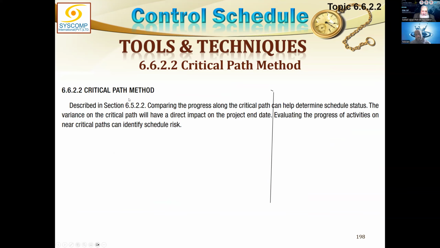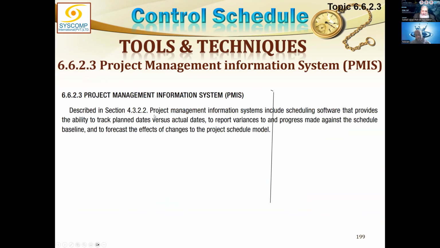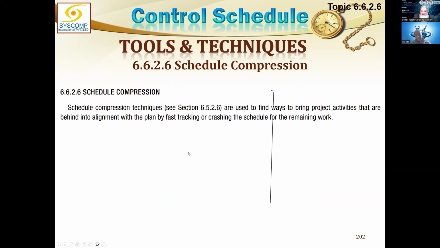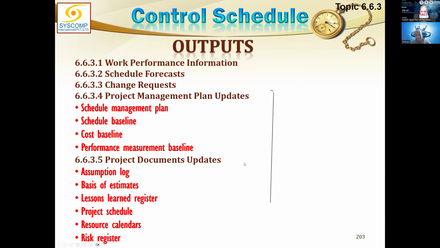Critical path method, we have already discussed that. Project management information system, you are very well aware about. Resource optimization, we discussed lead and lag, schedule compression. These are the total outputs of your control schedule process. Naturally, it looks very similar to what there was in the monitoring, but here we have got slightly different outputs coming out for the schedule management plan updates and document updates according to the role of the control.